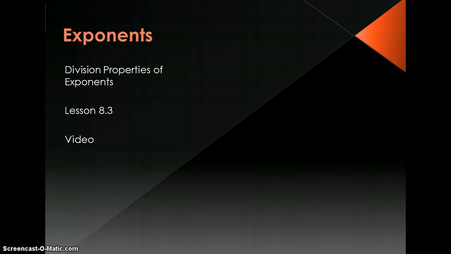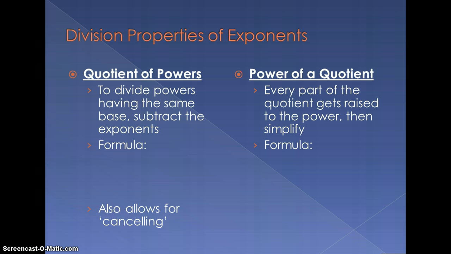We're going to talk tonight about division properties of exponents. We've done zero exponents. We've done negative exponents. We've multiplied with exponents, so now we're going to work on the division portion of them. So the first thing we have is what's called the quotient of powers.